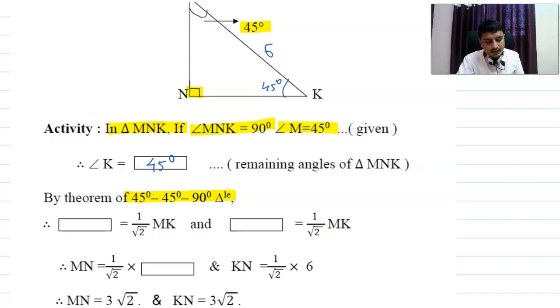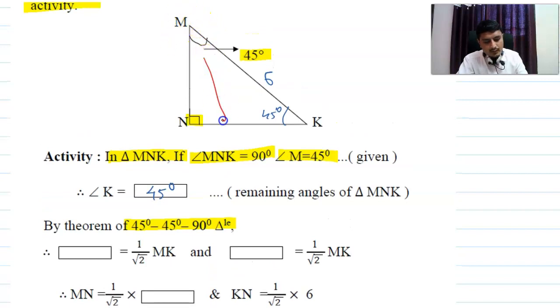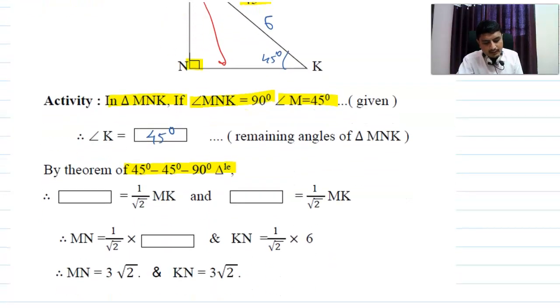So the side opposite the 45 degree angle M is NK. So we write NK equals 1 upon root 2 times the hypotenuse MK. While the other side, opposite the 45 degree angle K, is MN. So MN equals 1 upon root 2 times MK. Now the MK value is given as 6. So MN equals 1 upon root 2 times 6, while KN equals 1 upon root 2 times, again, MK value 6.